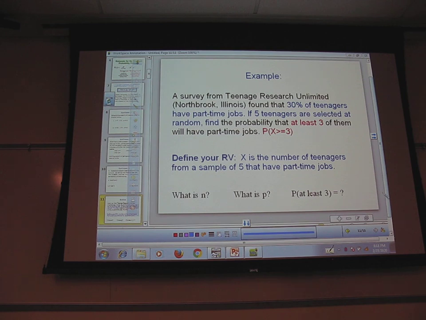Jacqueline, go ahead and read. A survey from Teenage Research Unlimited found that 30% of teenagers have a part-time job. If 5 teenagers are selected at random, find the probability that at least 3 of them will have part-time jobs. Great. So first we define my random variable, the thing that varies. X is the number of teenagers from a sample of 5 that have part-time jobs.